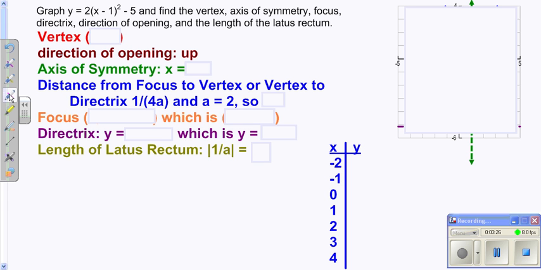Your standard form then, when it's in the y direction, is y equals a times x minus h, all squared, plus k. Remember, your vertex then is always the h, k. So h is in the parentheses with the x here. So it's the opposite of what's in the parentheses, the 1. And k is the same as what's after the parentheses, the minus 5.